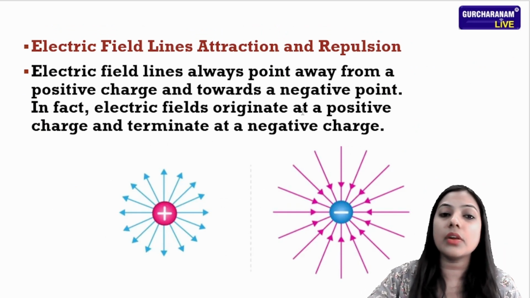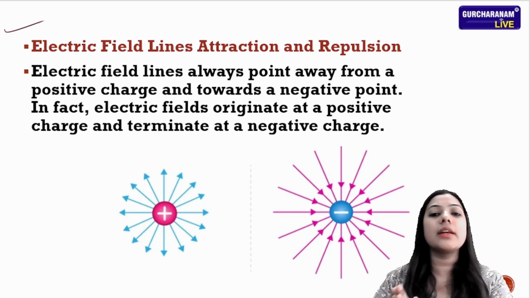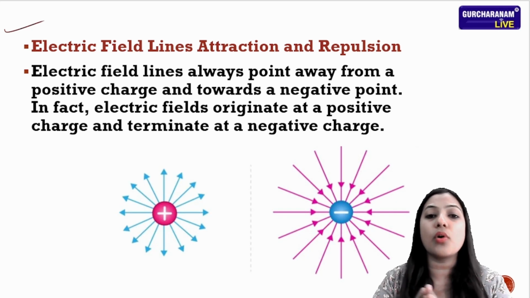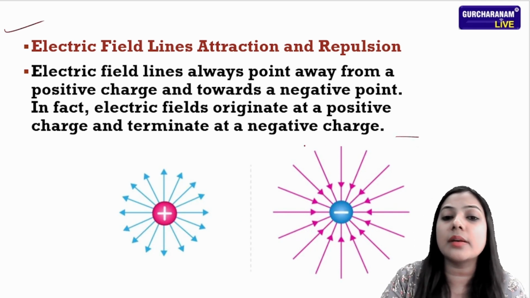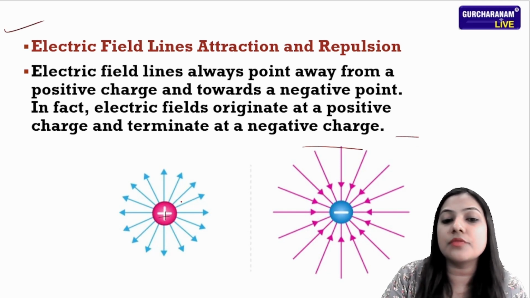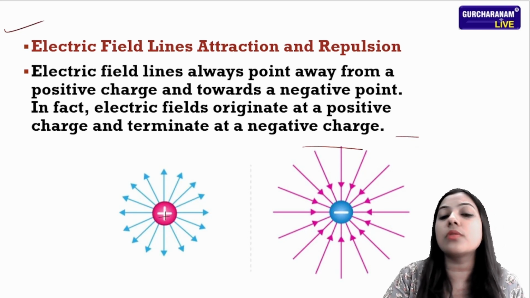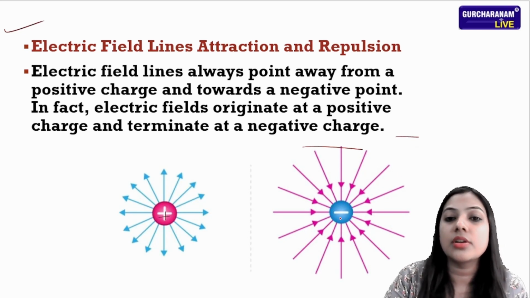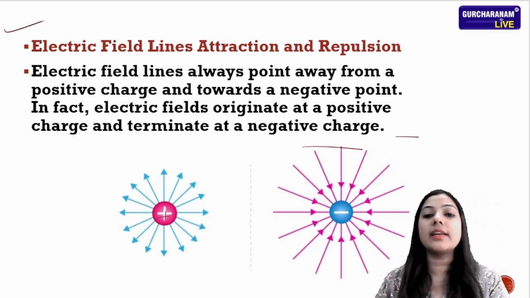First of all, what are electric field lines, attraction and repulsion? Electric field lines always point away from a positive charge and towards the negative charge. So in fact, the electric field originates at a positive charge and terminates at a negative charge. You can see in this diagram, from the positive charge all the electric lines of force go away, and for the negative charge, all the electric lines of force come towards the negative charge.